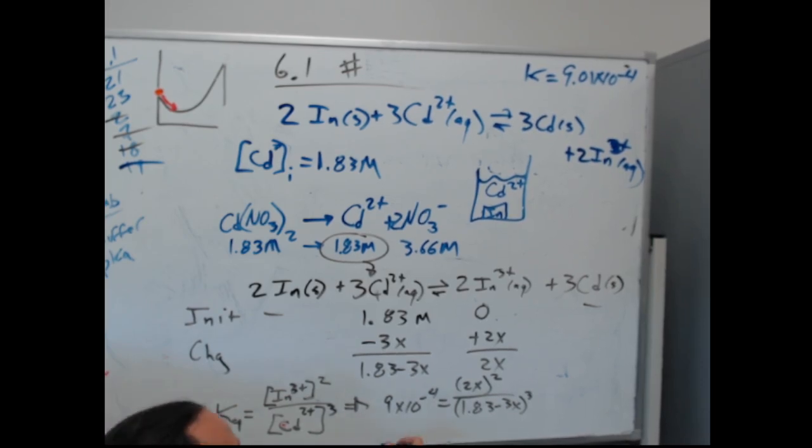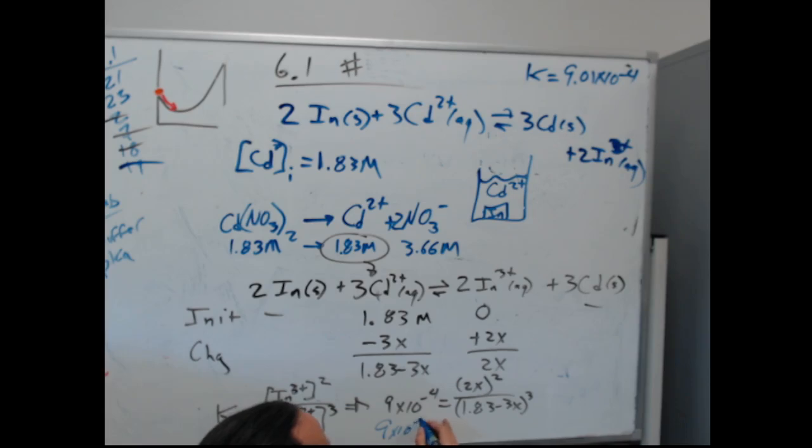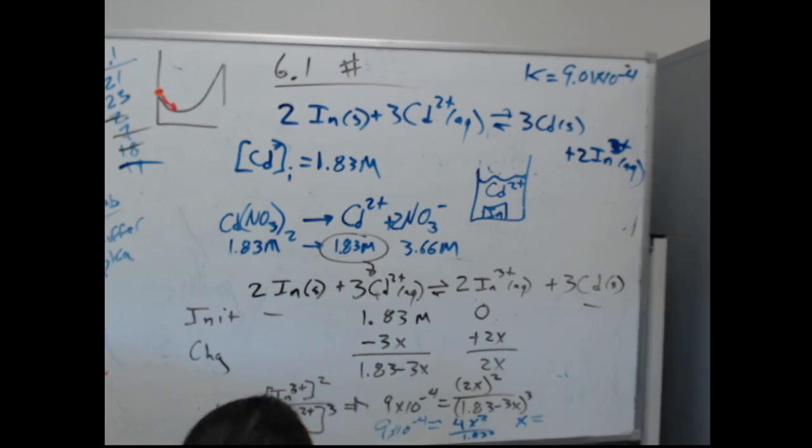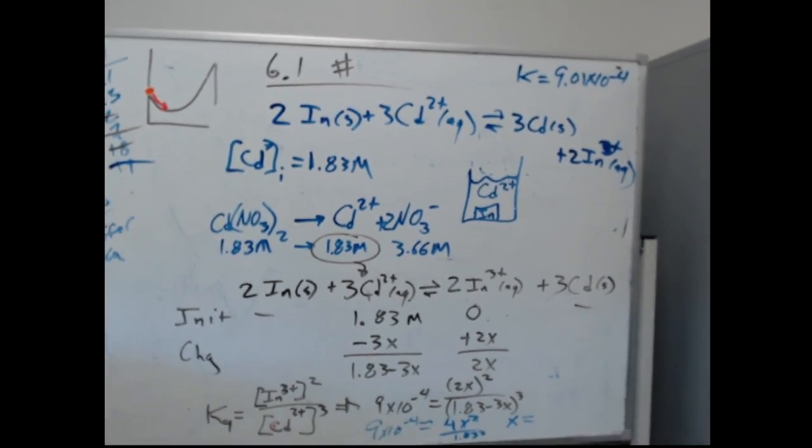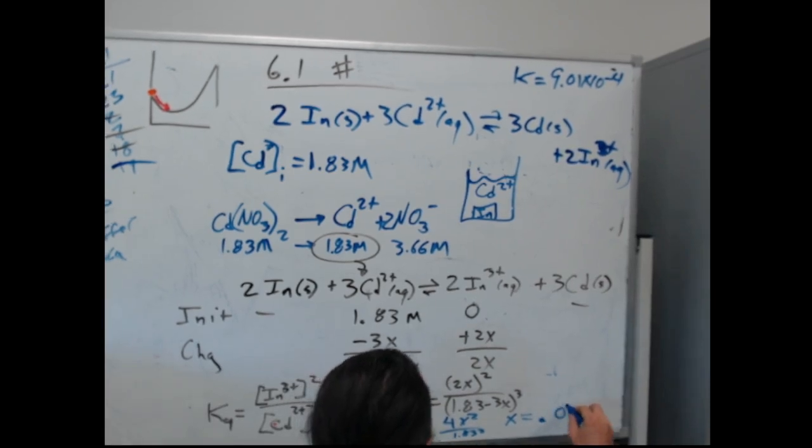Okay. So we're going to go ahead and do 9 times 10 to the minus 4 is approximately equal to 4x squared divided by 1.83 cubed. X is equal to... I forgot my decimal point. I was getting millions. 1.83 times 9 times 10 to the minus 4, divide by 4, square root. 0.37.